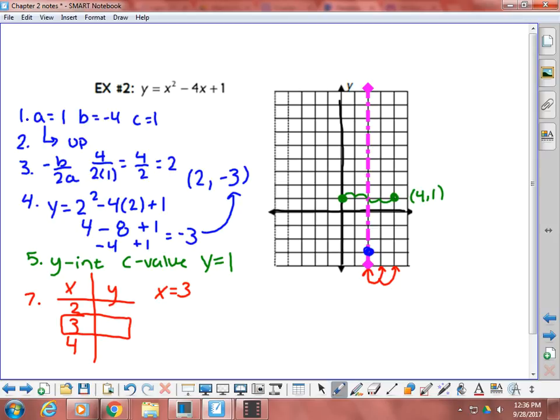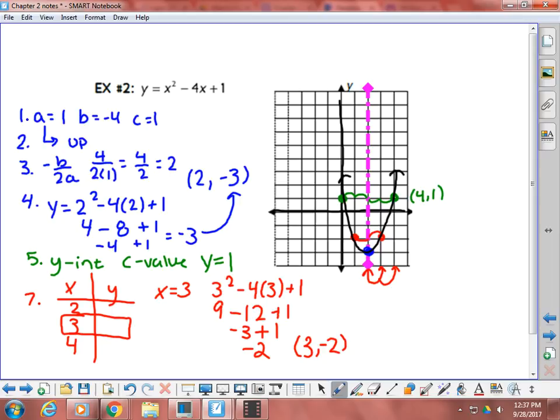So I'm plugging this in, and I get 3 squared minus 4 times 3 plus 1, 9 minus 12 plus 1. So negative 3 plus 1 is negative 2. So this is the ordered pair, 3, negative 2. So from the origin, I go over 3 and down 2. This is 1 away, so I'm going to go 1 away on this side. All right, now I have 5 points, so I have my parabola graphed.